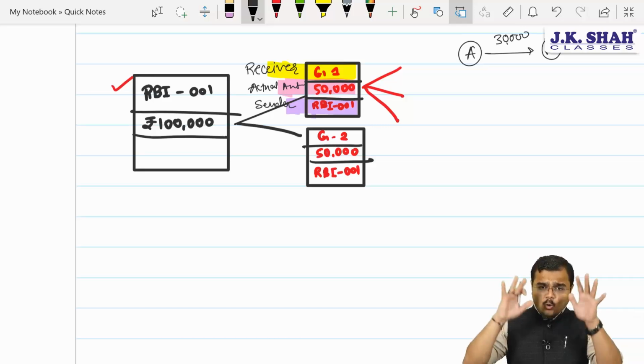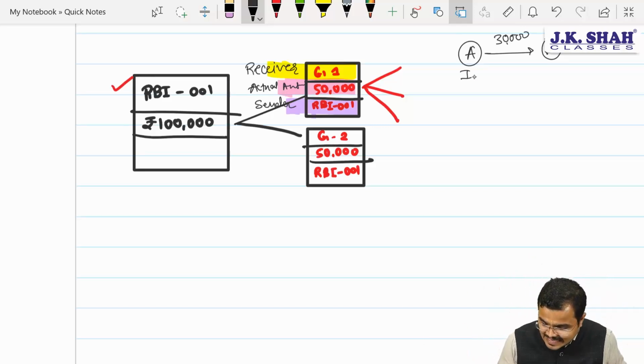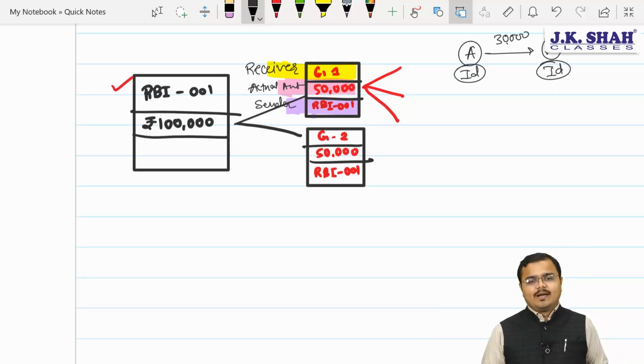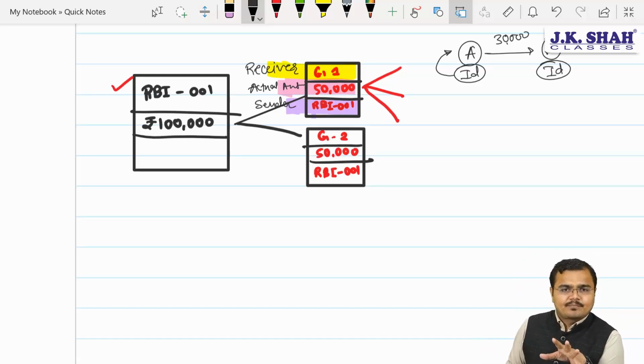Agree? Now the whole world knows that from this ID to this ID, 30,000 is transferred. But nobody remembers that this ID belongs to Mr. A. So it helps you to maintain privacy. Point number one. Yes sir. No centralized authority. Yes sir.